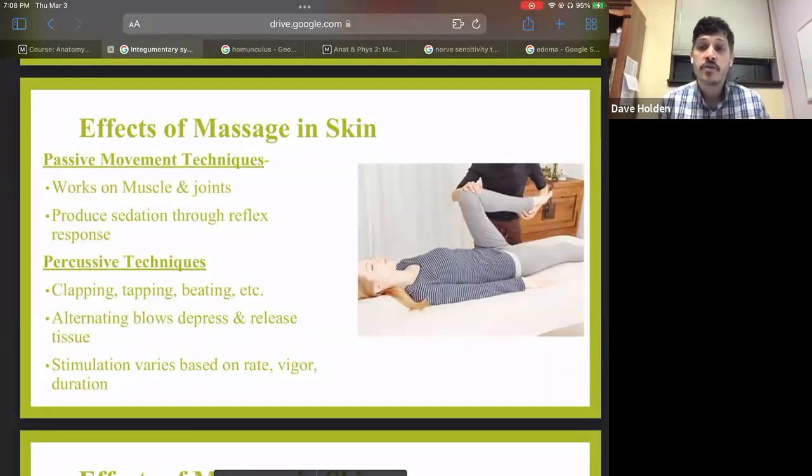The stimulation that you trigger will vary based on your rate. So you would imagine this would not be as stimulating as this. So the quicker the rate, the more stimulating the tapotement will be. How vigorously are you applying tapotement? Because again, tapping is one thing, beating is another. And the duration. Duration is important.